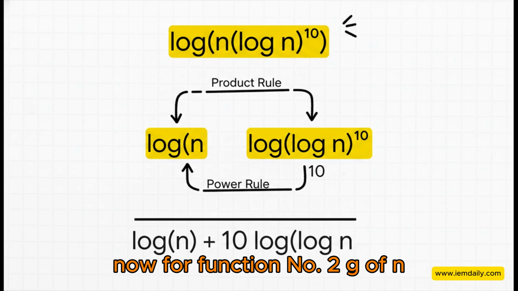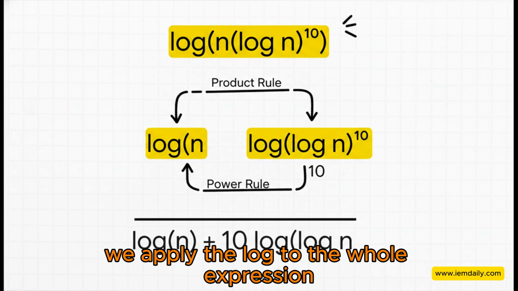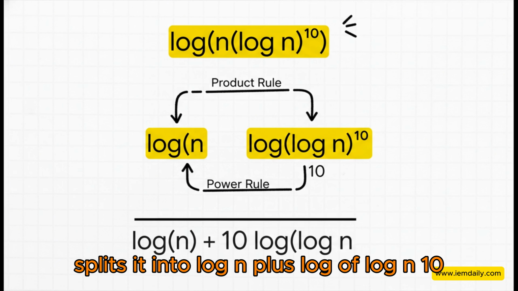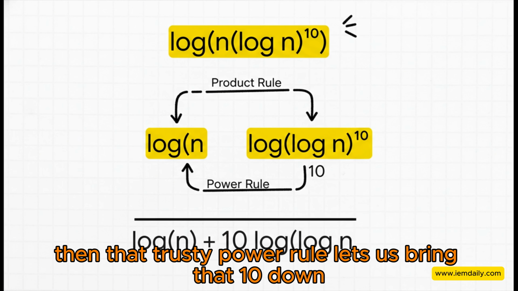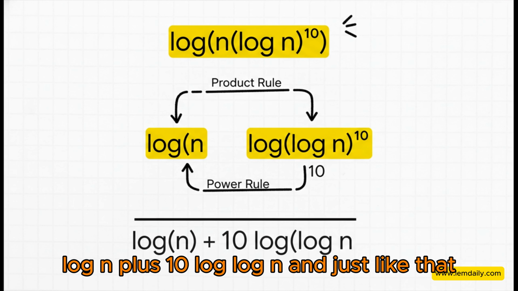Now for function number 2, g of n, we're going to do the exact same thing. We apply the log to the whole expression, the product rule splits it into log n plus log of log n to the 10th, then that trusty power rule lets us bring that 10 down. And there we have it, log n plus 10 log log n.